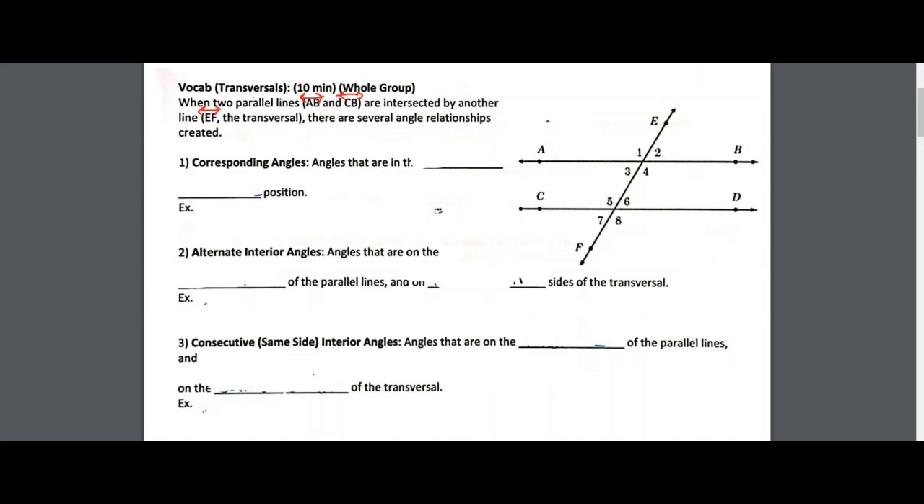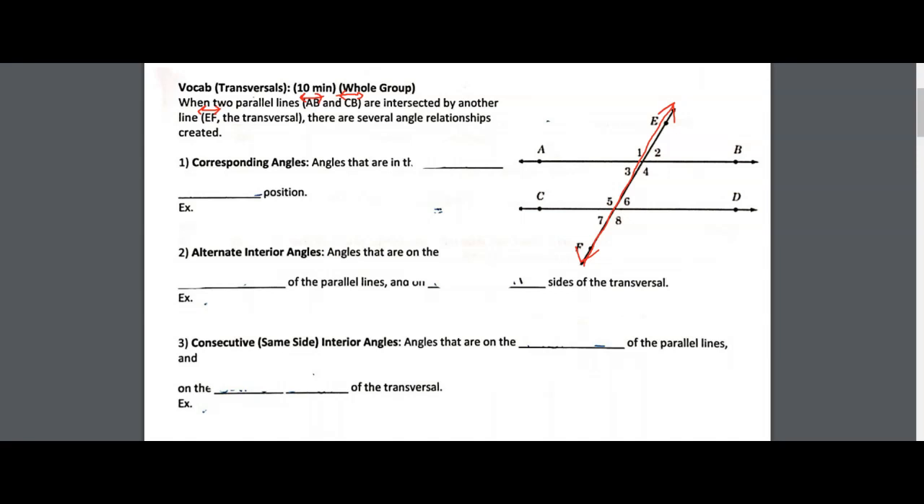All right, on to the vocab. So when two parallel lines, AB and CD, and those are pictured off to the right, are intersected by another line EF, this line EF, we call this a transversal. Okay, it intersects both of the parallel lines.